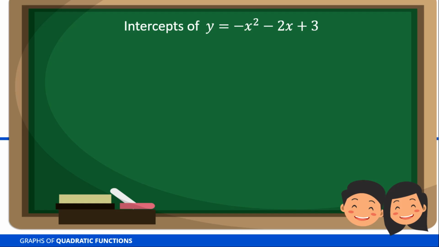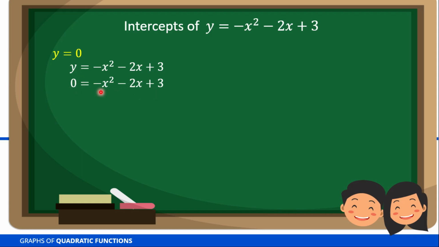For example, we have y is equal to negative x squared minus 2x plus 3. So, ang una natin gagawin is iset into 0 yung x or yung y. Depende sa hinahanap natin. Halimbawa, ang hinahanap natin ay yung x-intercept. So, para mahanap yung x-intercept, iset natin na 0 yung y. Ang magiging equation na natin ay 0 is equal to negative x squared minus 2x plus 3. Yung y, pinalitan natin ng 0.